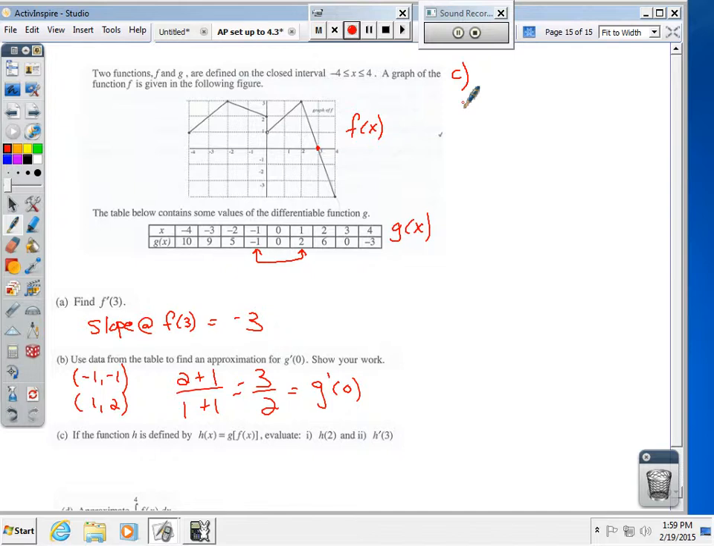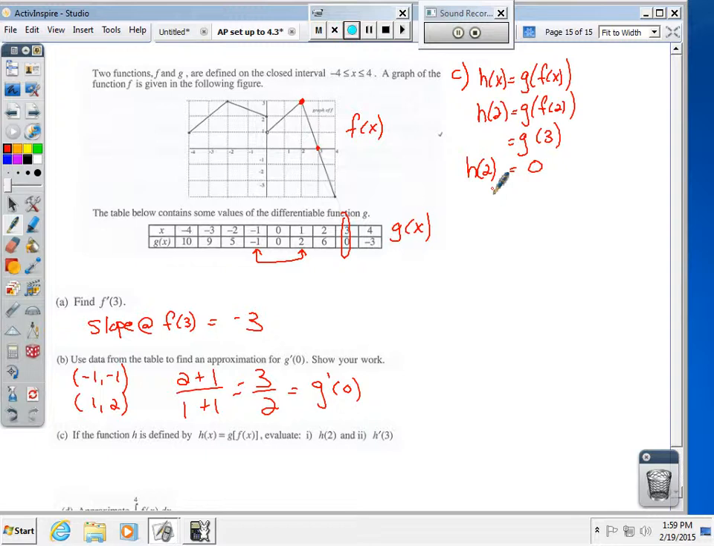This is similar to one of the multiple choice we just did. They say that h of x is equal to g of f of x. And they want me to find h of 2. So h of 2 is g of f of 2. All right, so we go to f of 2, which is going to be 3. So I'm going to do g of 3. And then I go to my table and I look at g of 3, and I get 0. So h of 2 is equal to 0.